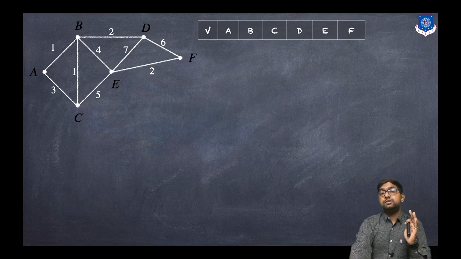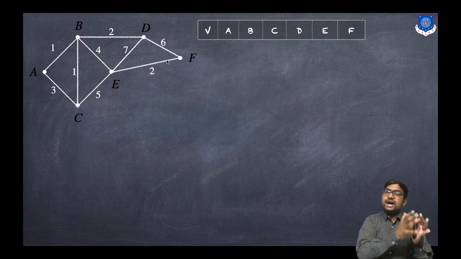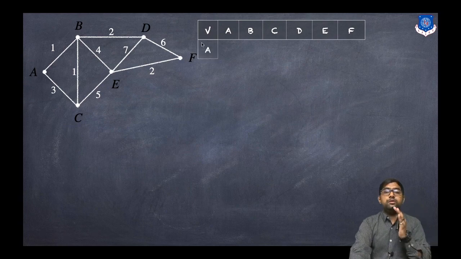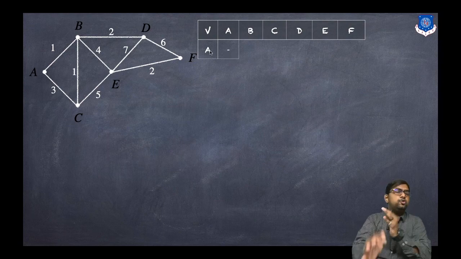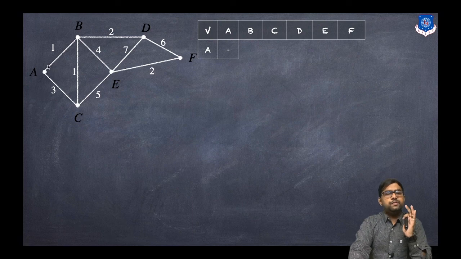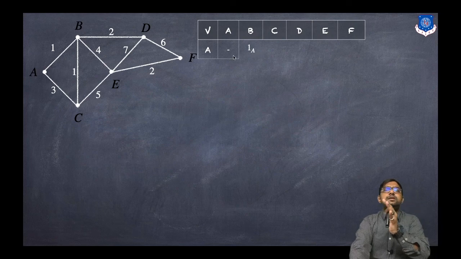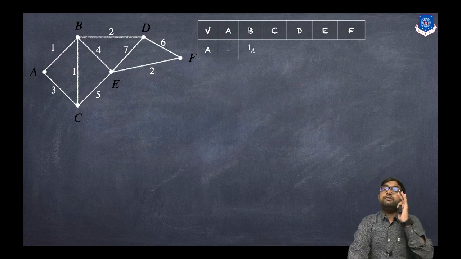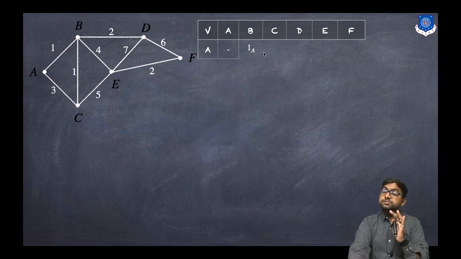Fine. So we want to find the shortest path between A and F, so we will start from A. In the row, the first vertex will be A. Now, what is the minimum distance between A and A? Obviously it will be 0, so we'll put a dash here. Now, what is the distance between A and B? That is 1. So we'll write it like this: 1 and via A. We have reached B via A, and it is the minimum distance.